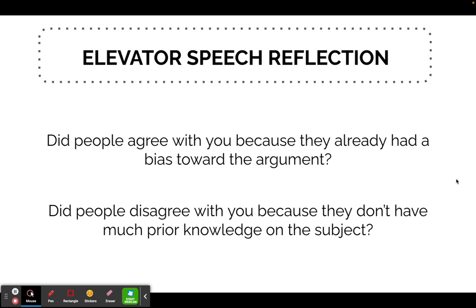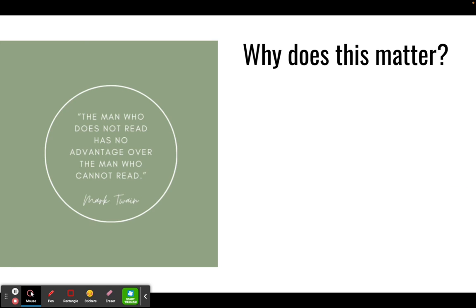So the big takeaway from this activity is that we need to ask ourselves these questions. Do people agree with you when you make an argument because they already had bias toward the argument, meaning they were in favor of what you had to say? Or do people disagree with you because they don't have prior knowledge on the subject? Those are two really important things to consider when we're looking at argument and persuasion.